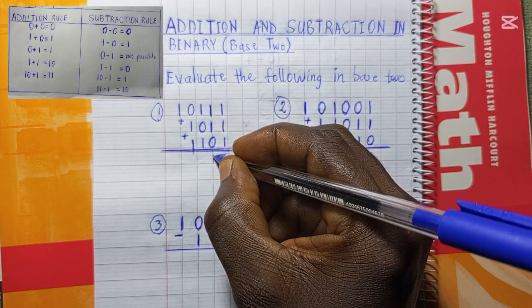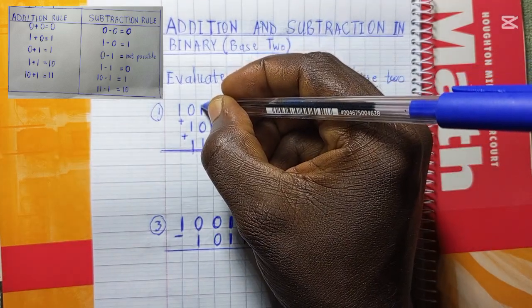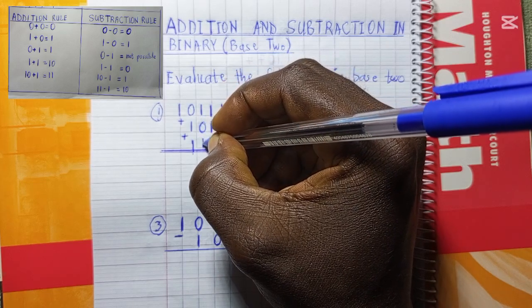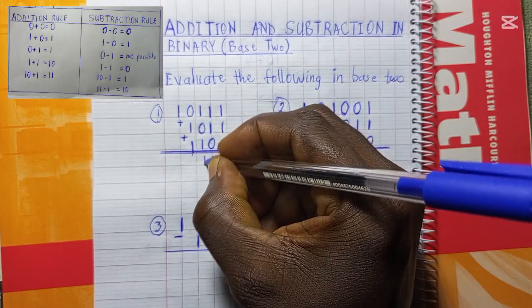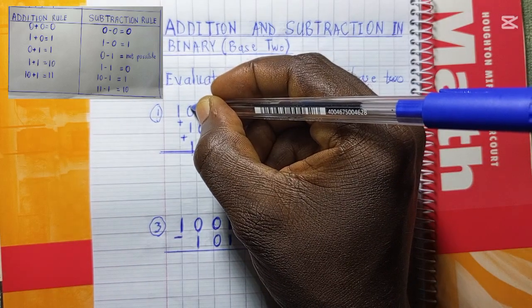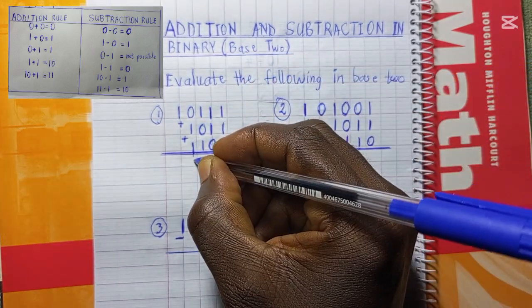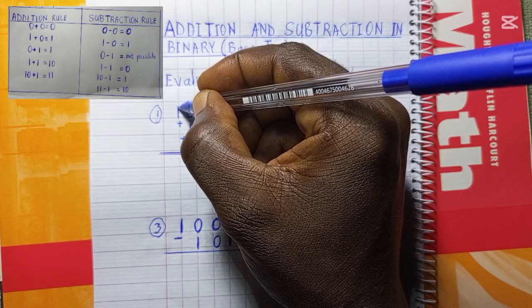I'll write 1 again. Then move the other one to here. 1 plus 1, 10. 10 plus 0, 10. 10 plus 1, 11. I'll still write 1 and take 1 up here. 1 plus 1, 10. 10 plus 1, 11. I'll write 1 again, and then bring the other one here.